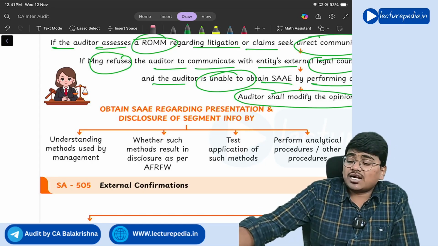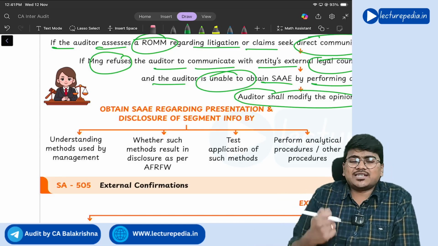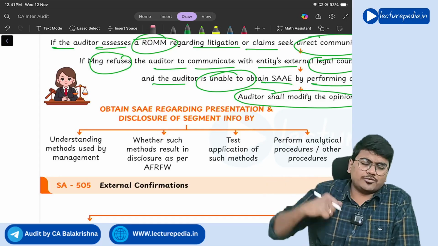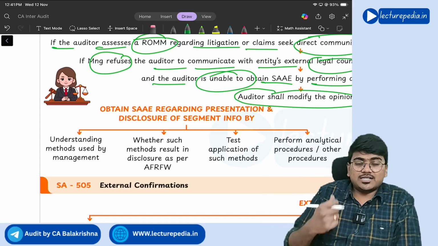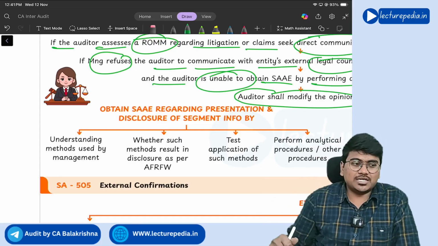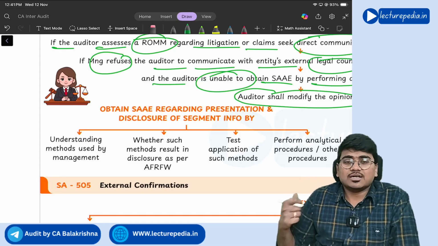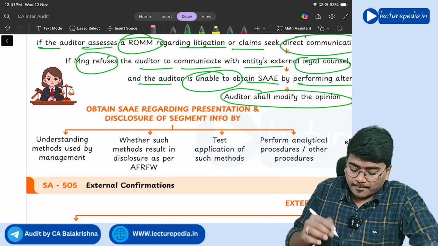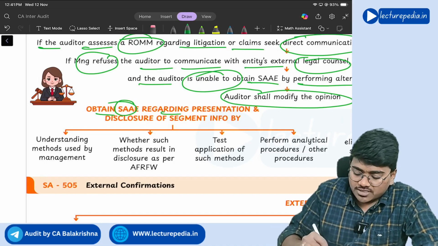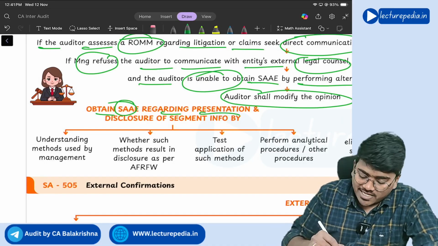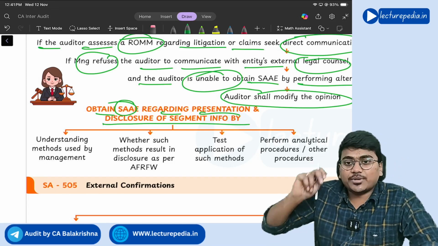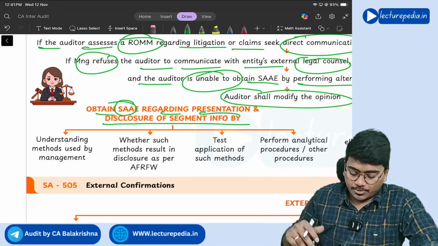So with respect to segment information, the assertion that we are addressing is presentation and disclosure. So whether proper presentation of segment information has been done, whether proper disclosure of segment information has been done or not. That's what you are checking. Correct? Yes. See, so obtain sufficient appropriate audit evidence regarding presentation and disclosure of segment information. So for this purpose, what audit procedures will you perform?